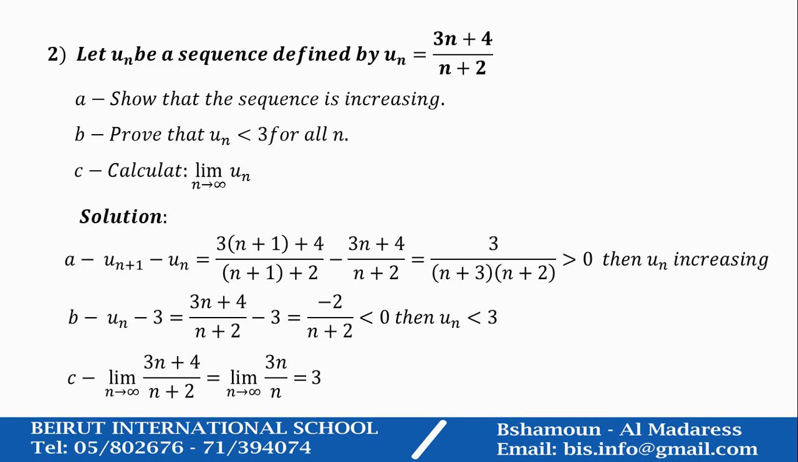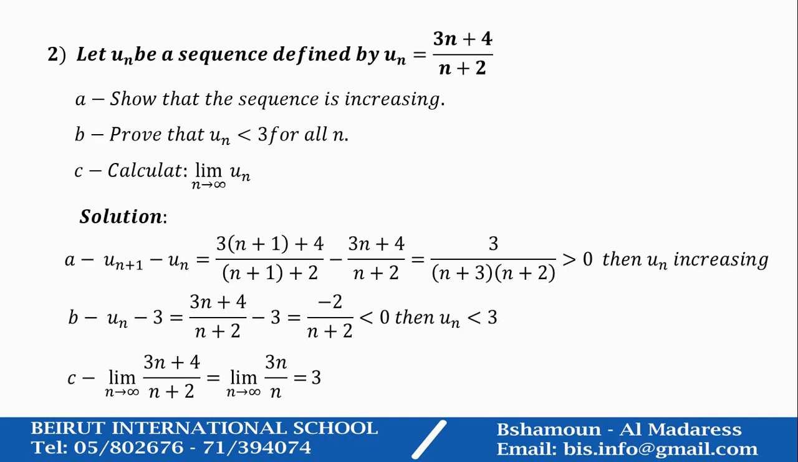Part B, prove that Un is less than 3 for all values of n. To prove Un less than 3, we should find the difference between Un and 3. Un minus 3 is equal to 3n plus 4 over n plus 2 minus 3. Common denominator and simplify, you end up with minus 2 over n plus 2, which is negative because n plus 2 is greater than 0. Then we deduce that the difference is negative, which means Un is less than 3.